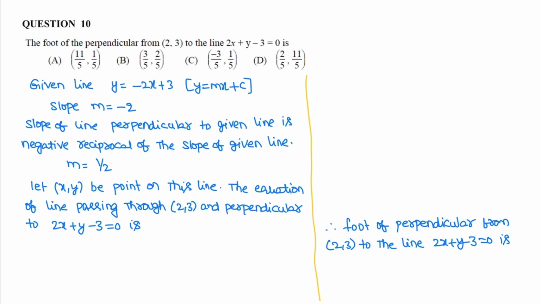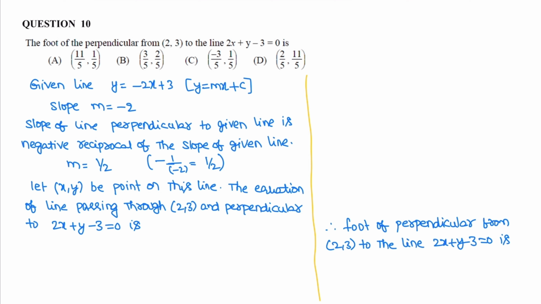Okay, let us see our question. The given line is 2x plus y minus 3 is equal to 0. So we can arrange it as y is equal to minus 2x plus 3. Compare this line with y is equal to mx plus c. So the slope of the given line is minus 2. Now the slope of a line perpendicular to the given line is the negative reciprocal of the slope of the given line, that is minus 1 by m. So m is minus 2, and the value becomes 1 by 2. Now the slope of the perpendicular line is 1 by 2.